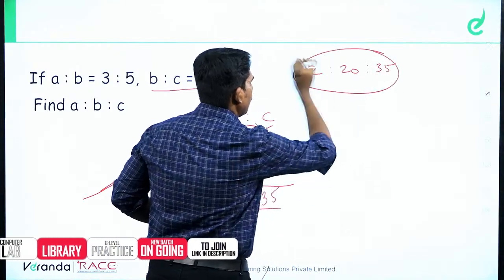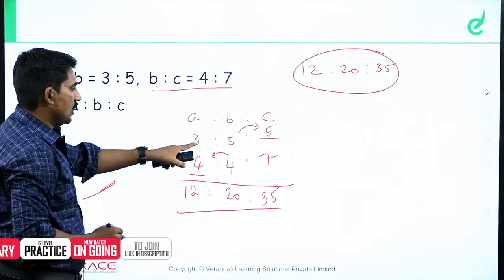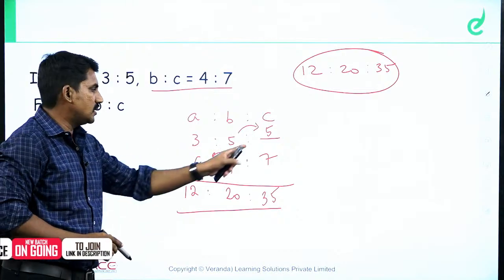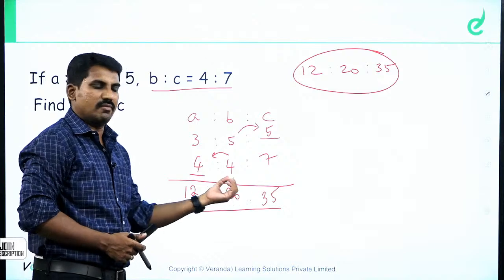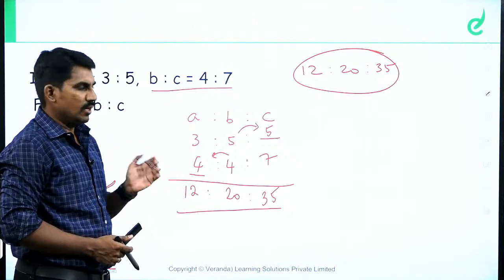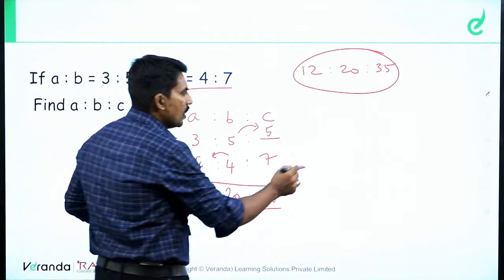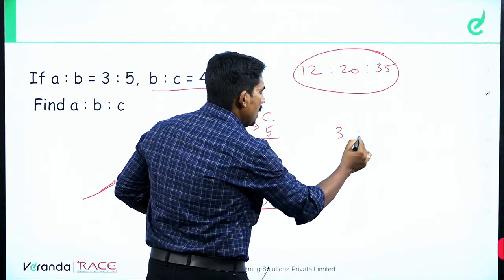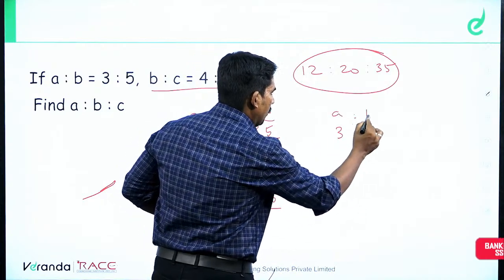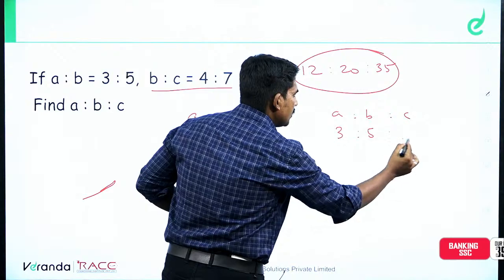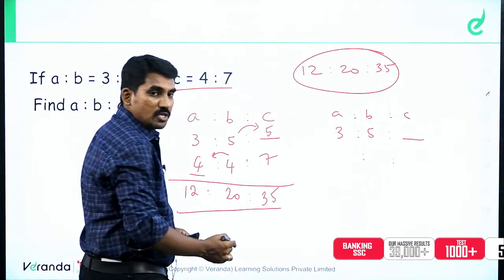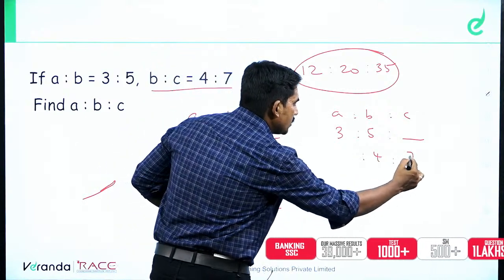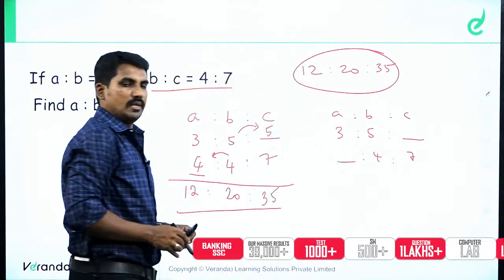That's all. Clear? How are we writing? In the first line, the AB value we are writing. C is not there. C is missing. In the second line, we have filled the B and C values but the A value is missing. Now what is the method? A, B we have written 3 is to 5. Right? But in this line C is not there. In the second line, the BC value we have written. What is the BC value? 4 and 7. This side value is missing. Right?